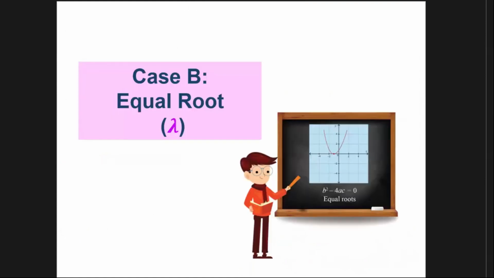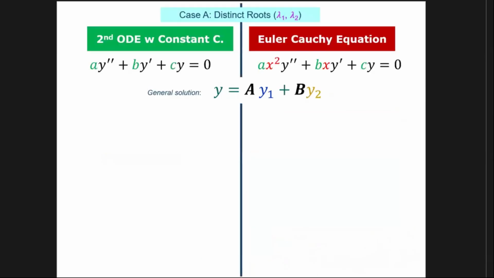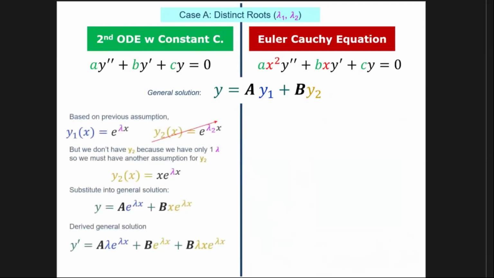Now let's see the second case, for equal roots, where we'll only have one lambda. Same step, we have the same general solution. And so for the previous case, for distinct roots, we have y1 and y2, right? Because we have lambda 1 and lambda 2.